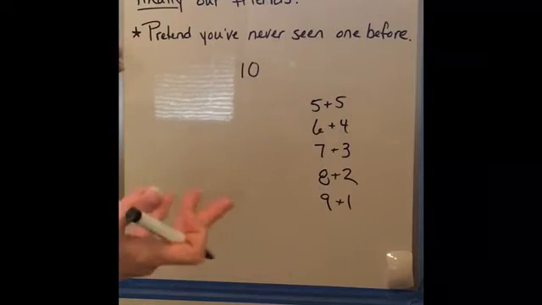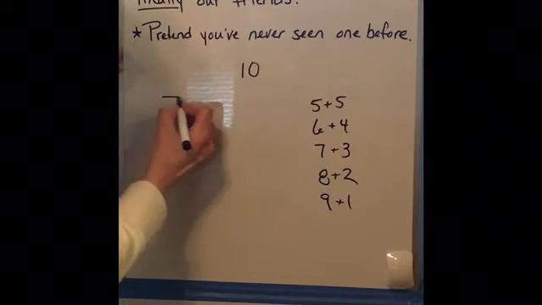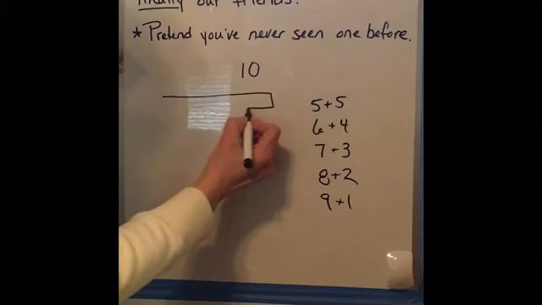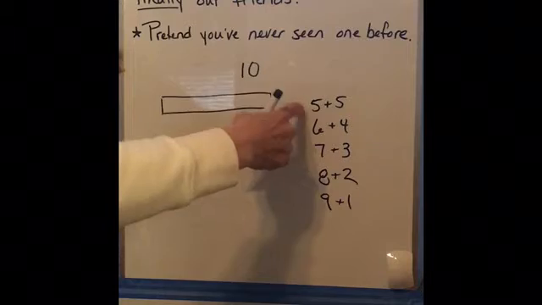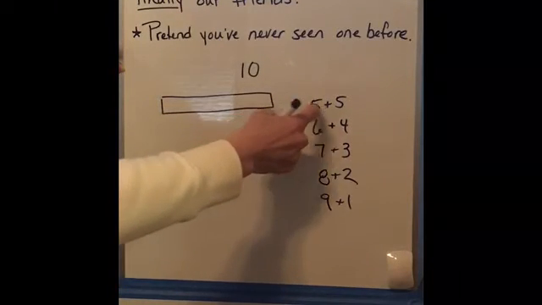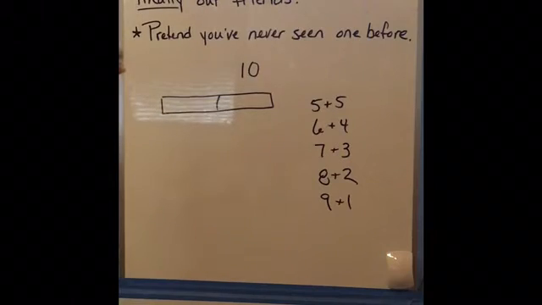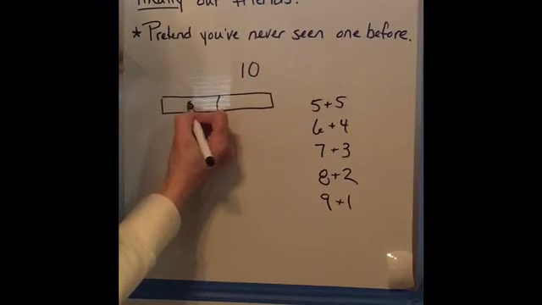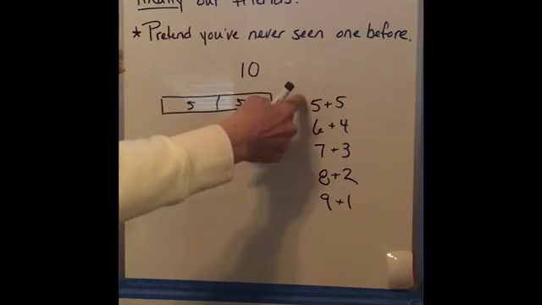Now let's see, how in the world does this connect to a tape diagram? So I'm going to draw my skinny rectangle. And in order to show 5 plus 5, it's the same number, so I'm going to make two boxes that are the same size. This would be 5, this would be 5. So this diagram represents 5 plus 5.